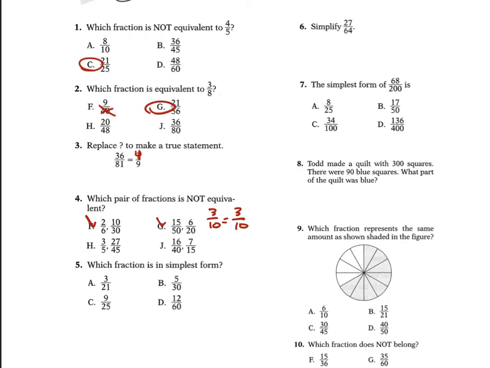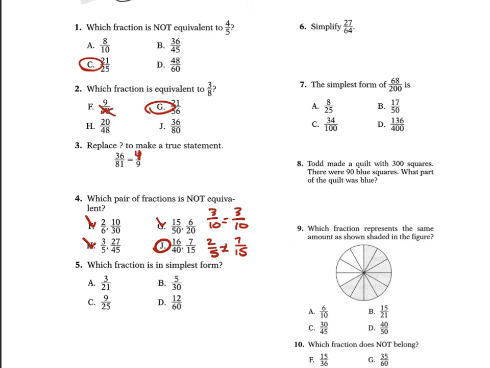For H, we have 3/5 and 27 over 45. 3 times 9 is 27, 5 times 9 is 45. So these two are equivalent as well. So J has to be our answer. For J, we have 16 over 40 and 7 over 15. The 16 over 40 can simplify to be 4 over 10, which is 2 over 5. 2 over 5 can in no way be 7 over 15 because 5 times 3 is 15 and then 2 times 3 is 6, not 7.